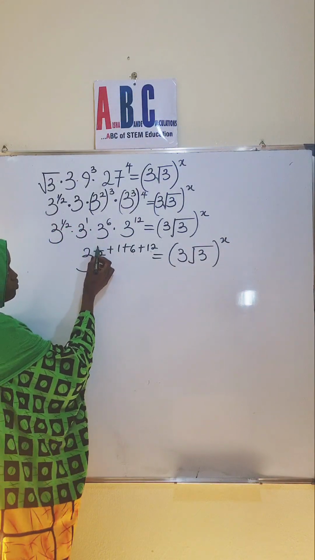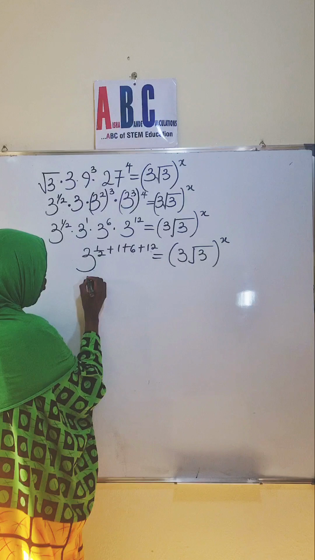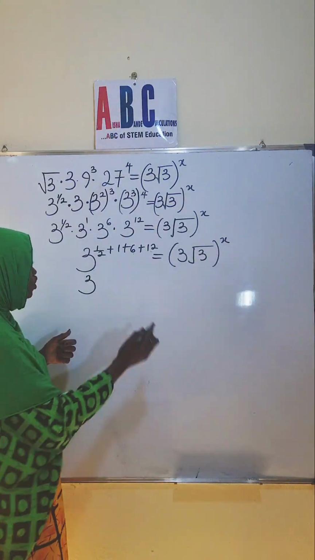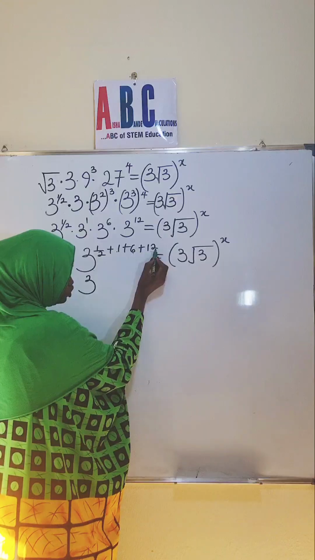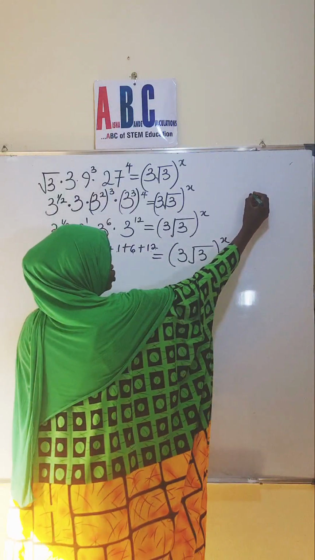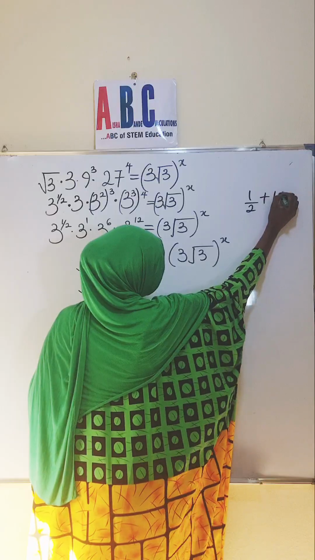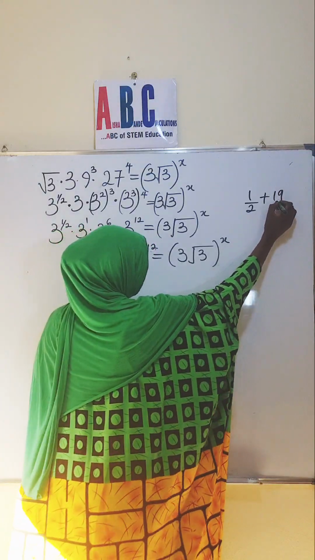So we have 3 to the power of 1 over 2 plus 1 plus 6 plus 12. So this becomes 3 to the power of, now let's calculate this together and we have to be careful. 1 plus 6 is 7, 7 plus 12 is 19. So now we're going to have, let's do a rough work here. 1 over 2 plus 19, right? So this is the same as saying 19 over 1.